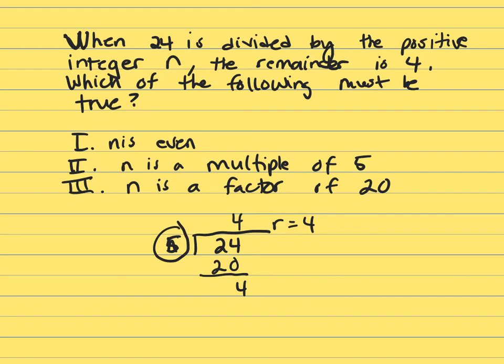Well, Roman numeral 1 is not right, because 5 is odd. Roman numeral 2, n is a multiple of 5. Yes, 5 is a multiple of itself. N is a factor of 20. Yes, 5 will divide into 20. So your answer is Roman numeral 2 and 3. 2 and 3, so it looks like your answer is D.